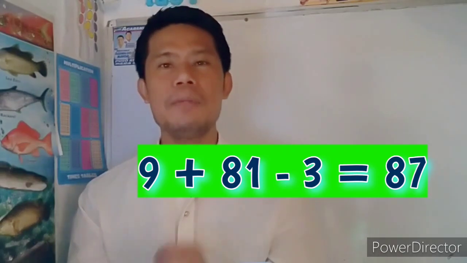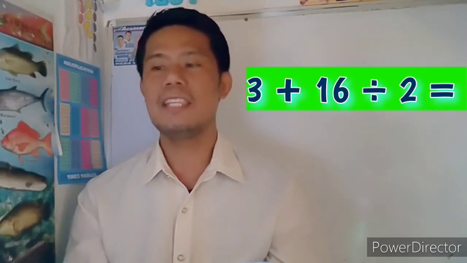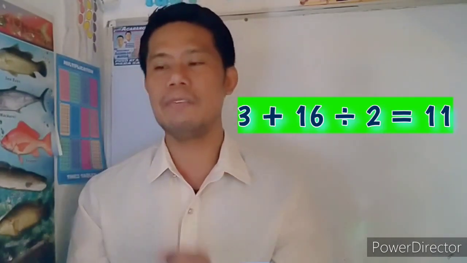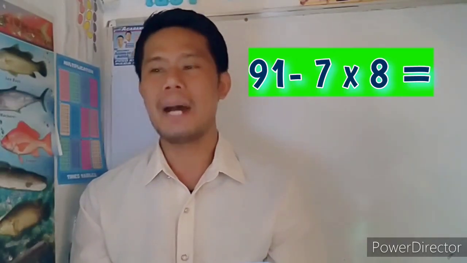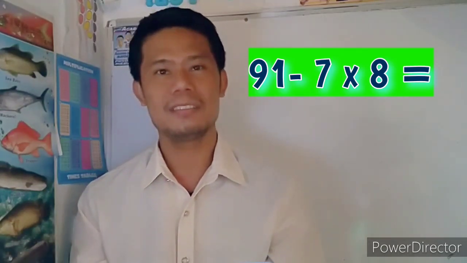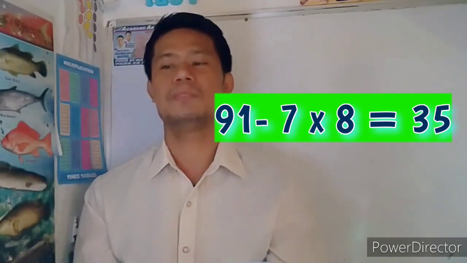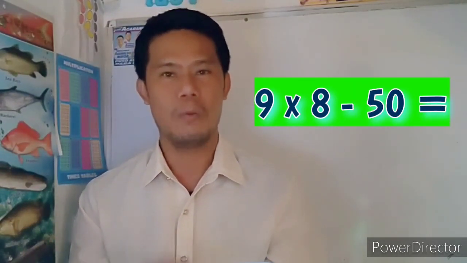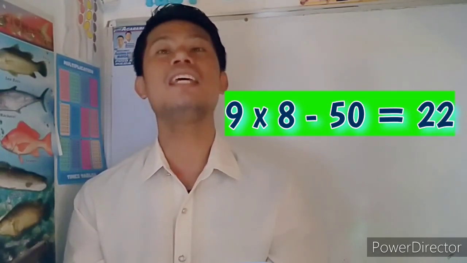Very good. How about number 3? We have 3 plus 16 divided by 2. And what is the answer? Okay, very good, 11. How about number 4? 91 minus 7 times 8. And what is your answer? Alright, 35. And how about number 5? 9 times 8 minus 50. What should be your answer? Very good. The answer is 22.